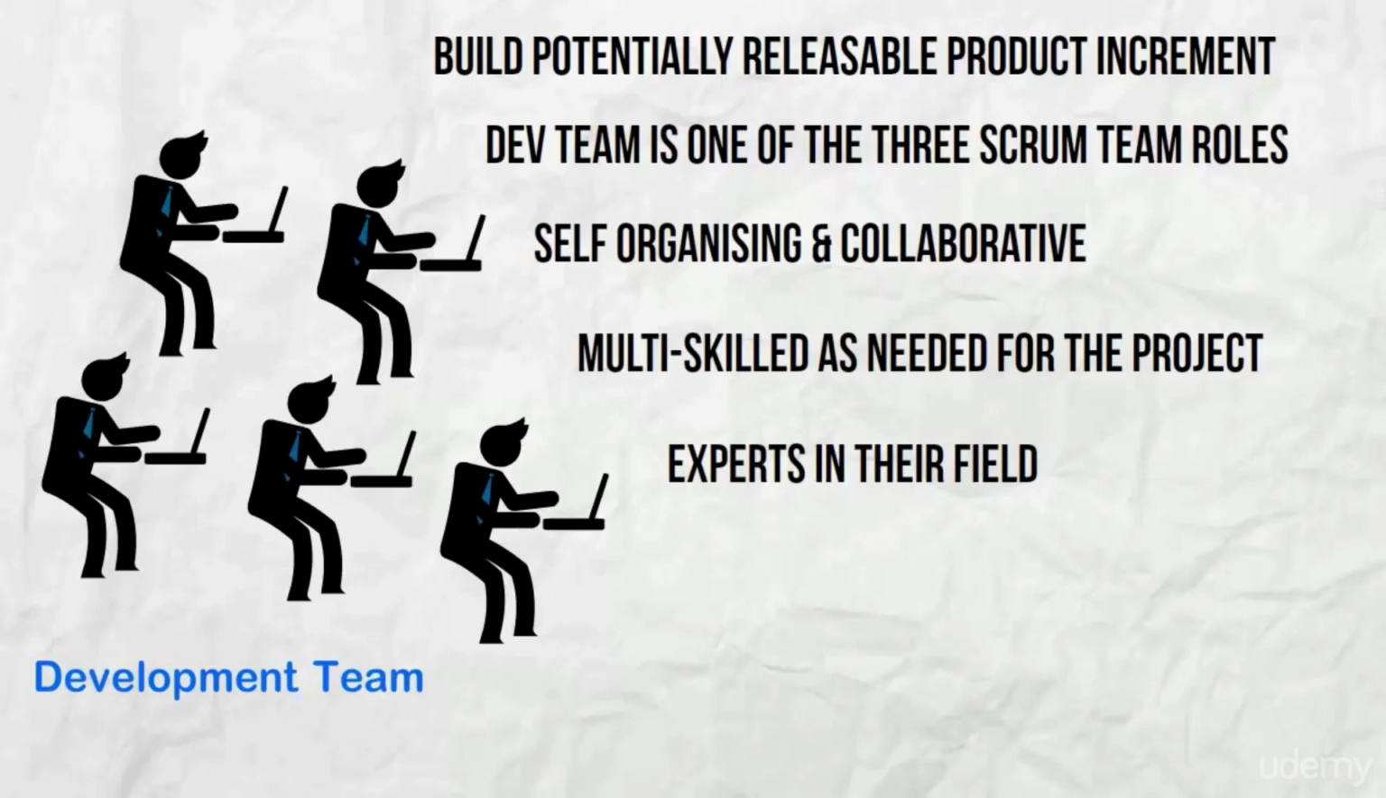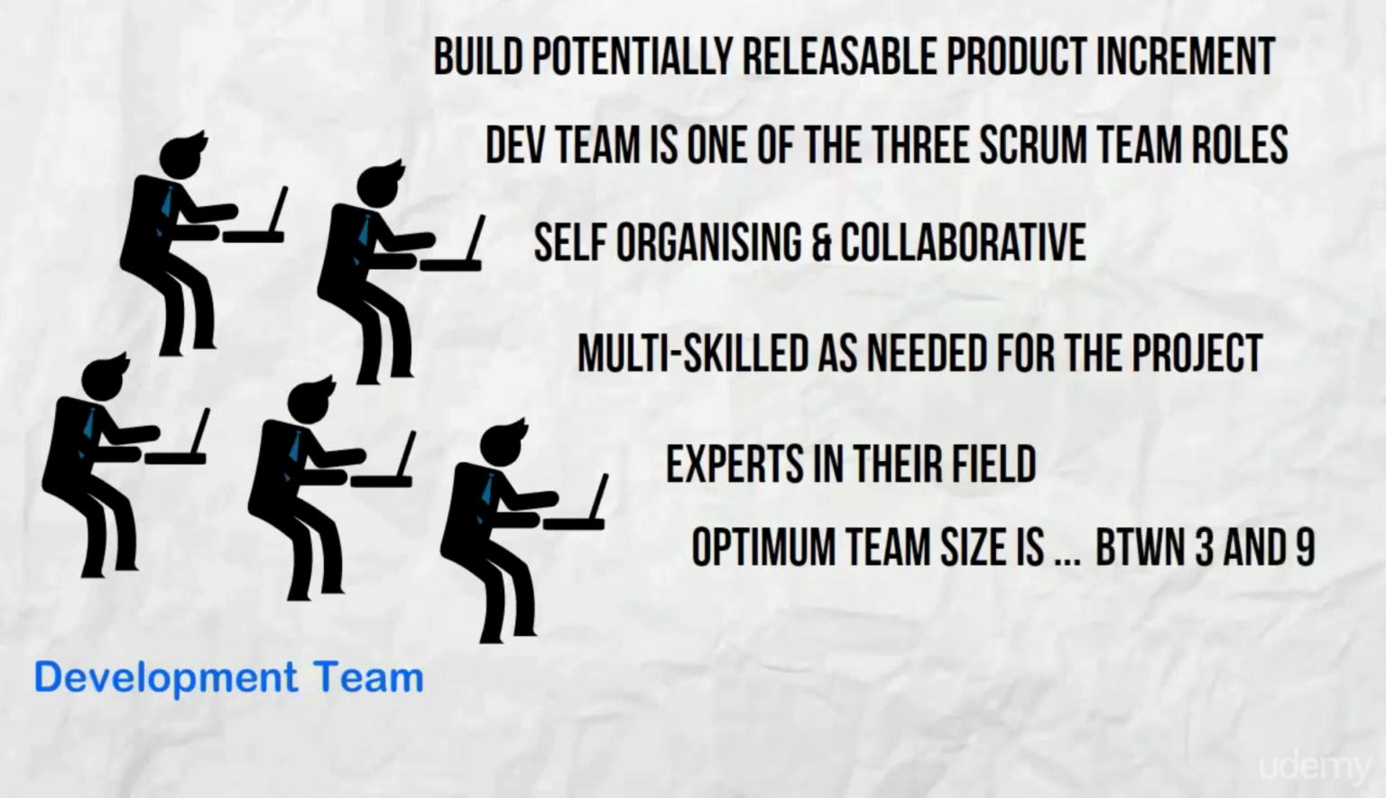Development team size. One important fact that is often overlooked is the optimum size of the team. Scrum teams are usually small because it helps them to be more cohesive and communicate efficiently. The optimum size is between 3 and 9.